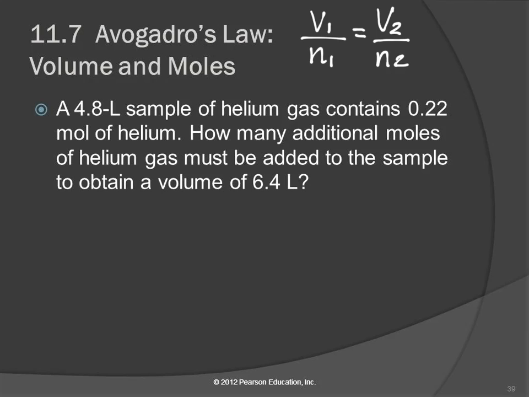A 4.8 liter sample of helium gas contains 0.22 moles of helium. How many additional moles of helium gas must be added to the sample to obtain a volume of 6.4 liters? Well, we're going to approach this like we approached the other ones. We're going to look at the numbers, and we're going to make a table.